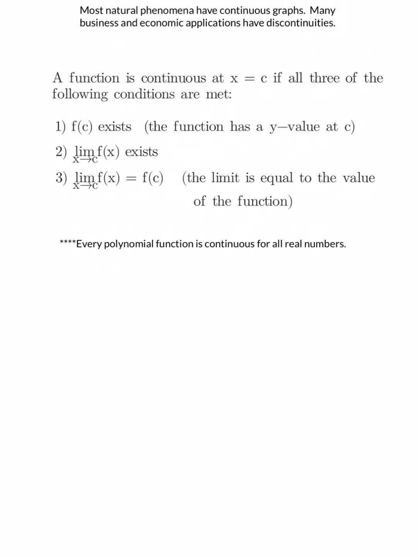It is important to know that every polynomial function is continuous for all real numbers. You don't have to consider it. If it's a polynomial function, then it is continuous. Every rational function is continuous at all real numbers except those numbers that make the denominator equal 0.